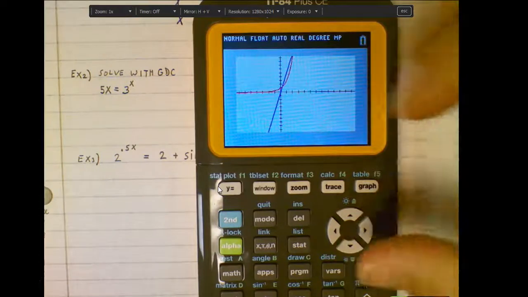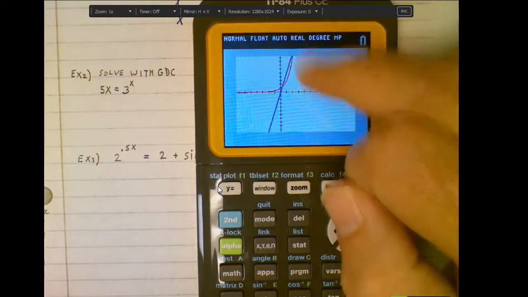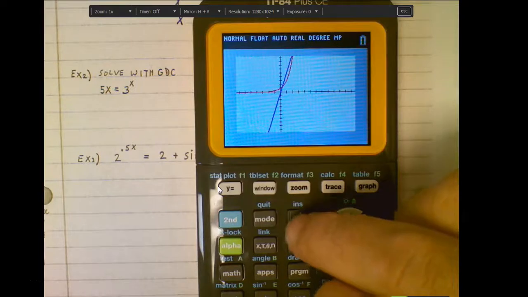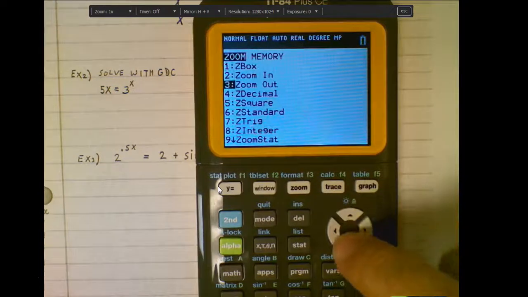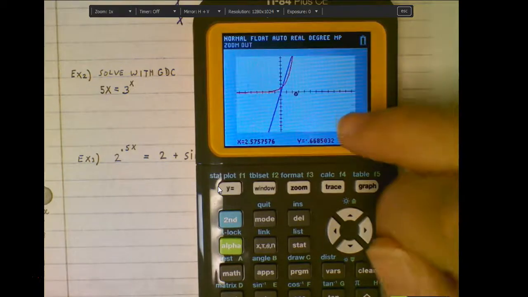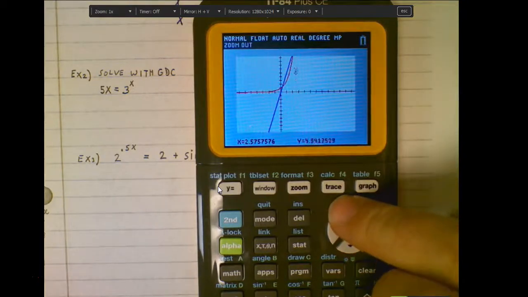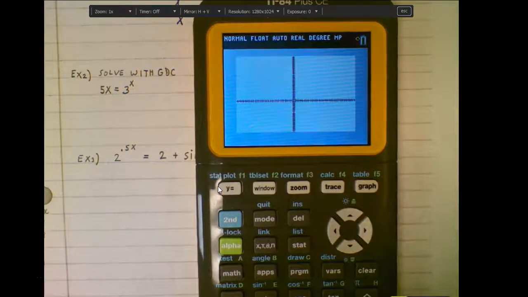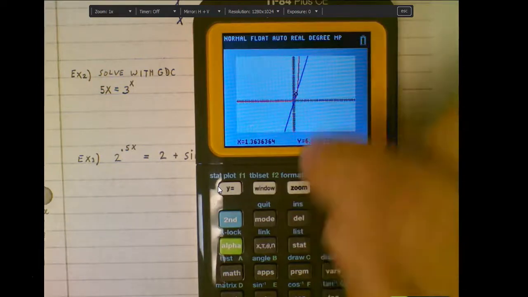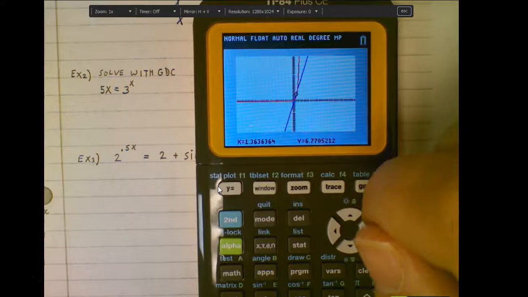So sometimes you have to zoom out in order to see all of your solutions. So I'm going to zoom out, and I'm going to put my cursor right about here and hit enter. You always want to make sure that you have found all of your solutions. Sometimes if your graphing window is too small, then you may not see all of your solutions. And so I am looking kind of in this neighborhood right here.